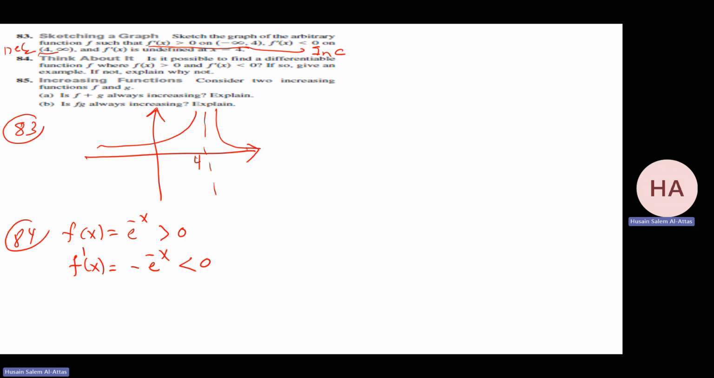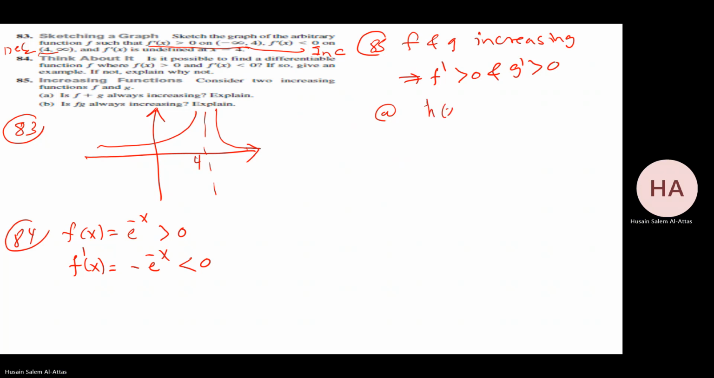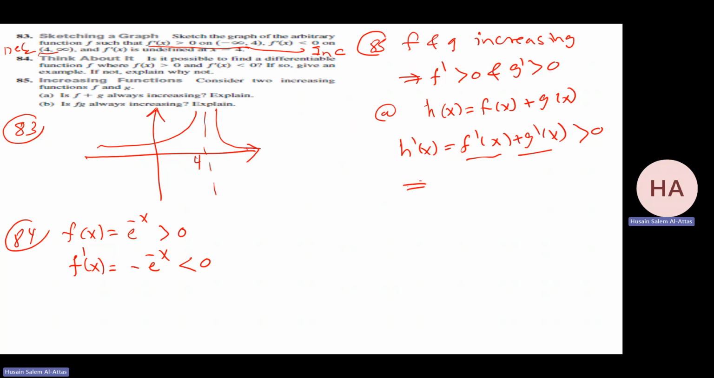Increasing functions. Consider the increasing functions f and g. Is f plus g always increasing? Let me check. I have f and g increasing. That means f prime positive and g prime positive. Okay, what they want? F plus g. I want to check h. Check h prime will be f prime plus g prime. But this is positive, so all of this is positive. So it means h is increasing.